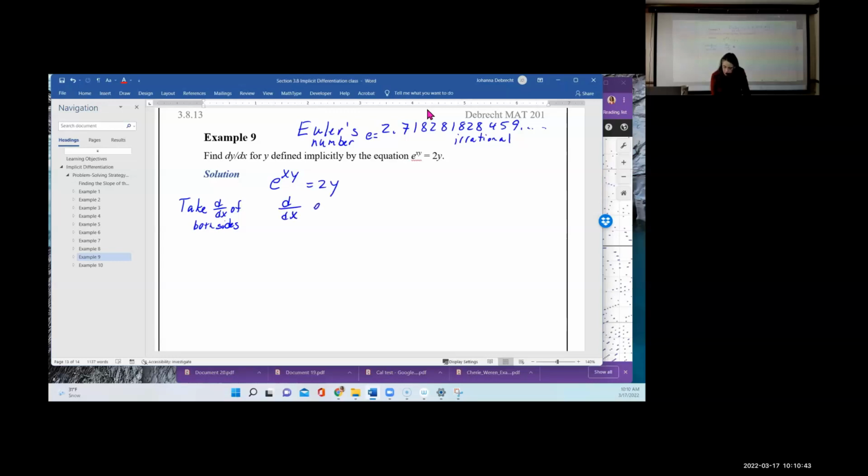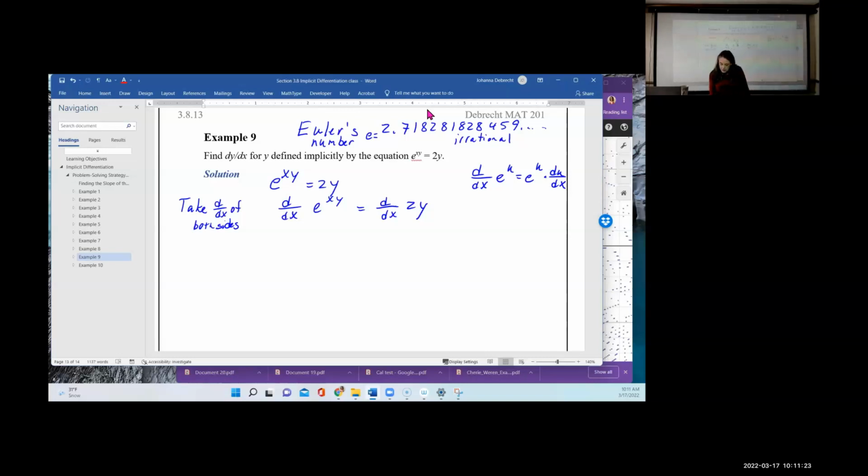So we have the derivative of e to the xy equal to the derivative with respect to x of 2y. Now we haven't handled an exponential with a power before, but this is one of the things we'll be talking about today. When you do the derivative with respect to x of e to the u, it is e to the u times the derivative of the inside function. In other words, the derivative of the power. So the exponential stays the same. The derivative of an exponential is the exponential times the derivative of the power.